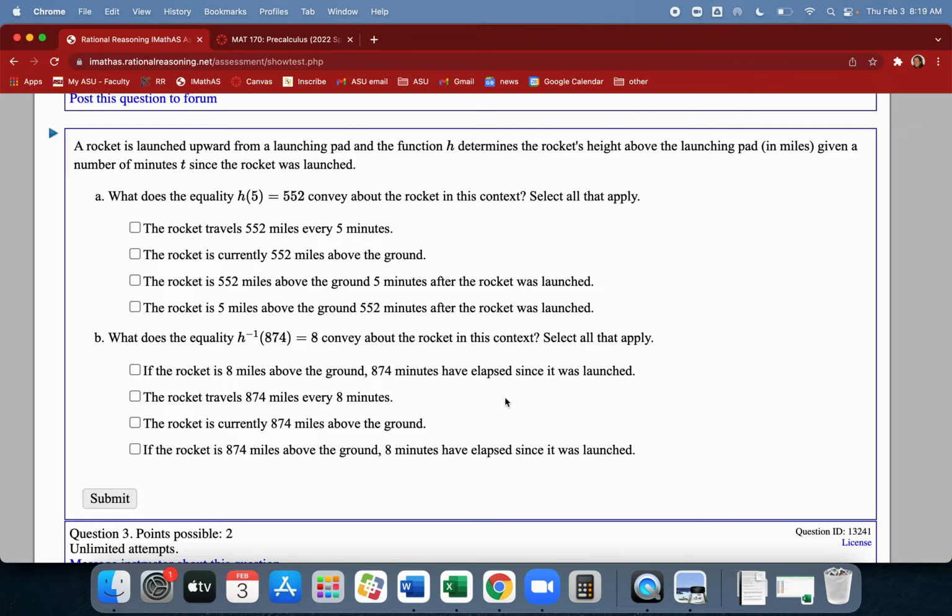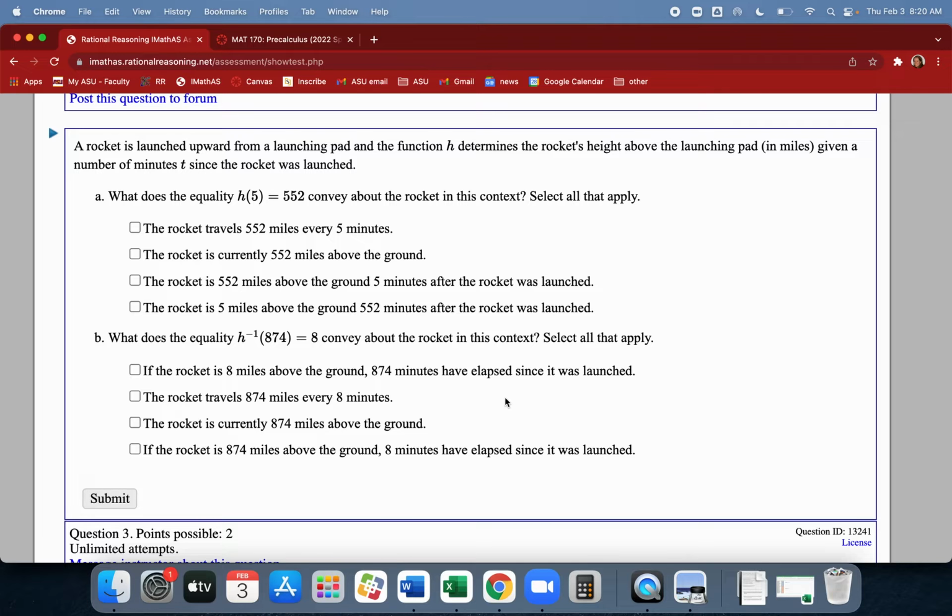A rocket's launched upward from a launching pad, and the function h determines the rocket's height above the launching pad, measured in miles, given that a number of minutes t since the rocket was launched have passed. So think about these two questions.